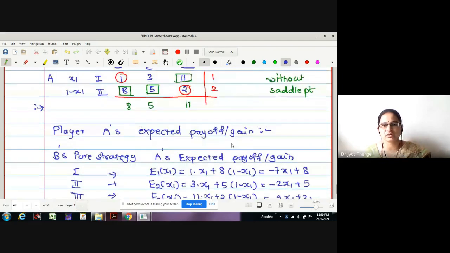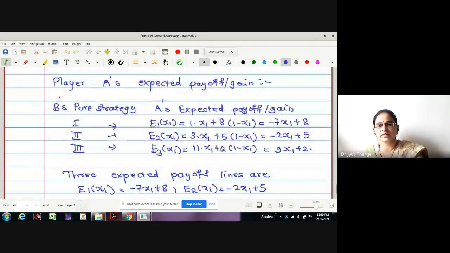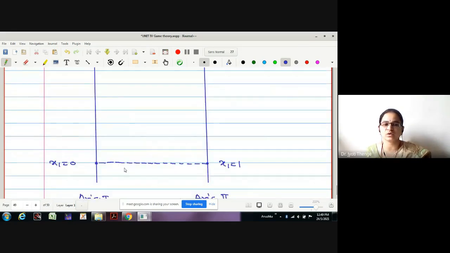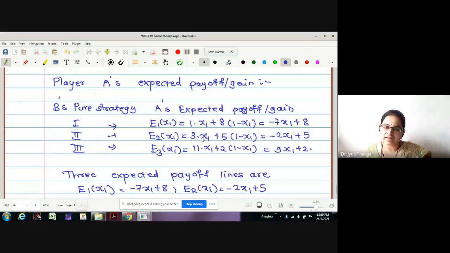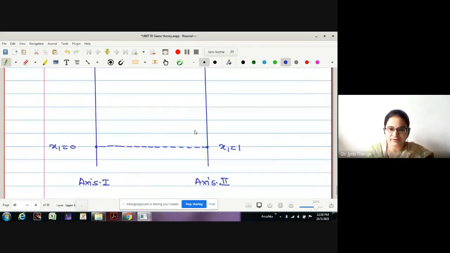Now, if I look at the pair of entries, if I want to draw this straight line E1 of x1, what do I have to do? I have to check the value for x1 equal to 0 and for x1 equal to 1. As we have discussed in the previous part, if I put x1 equal to 0, the entries on the axis I will get as 8, 5, 2, correct? If I put x1 equal to 1, the entries on the axis x1 equal to 1, I will get as 1, 3, 11. Therefore, we have to mark the points 8, 5, 2 on x1 equal to 0, and 1, 3, 11 on x1 equal to 1.